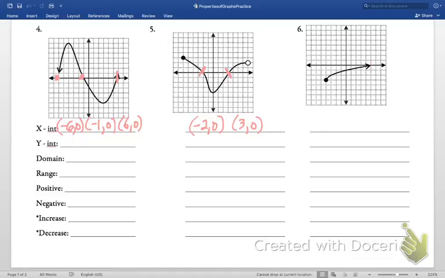And then number 6, looks like we have one spot where it's going to cross over, and that's it, and that is at +5. Okay?